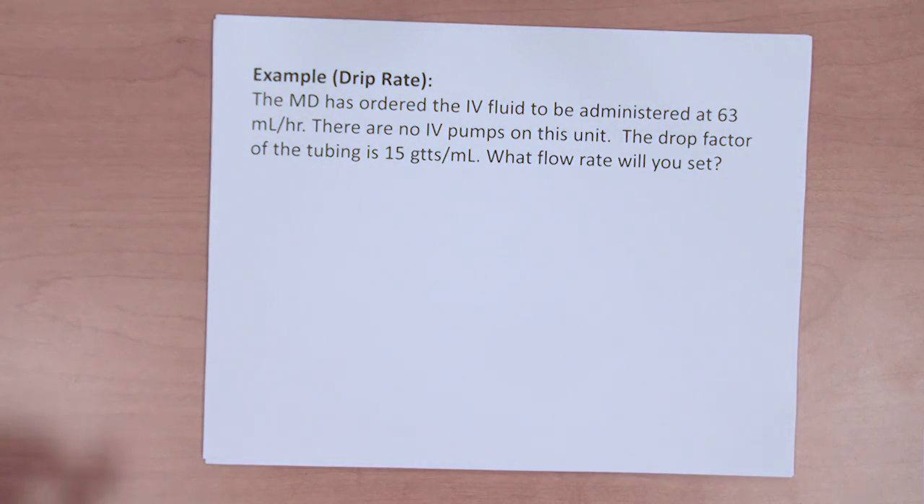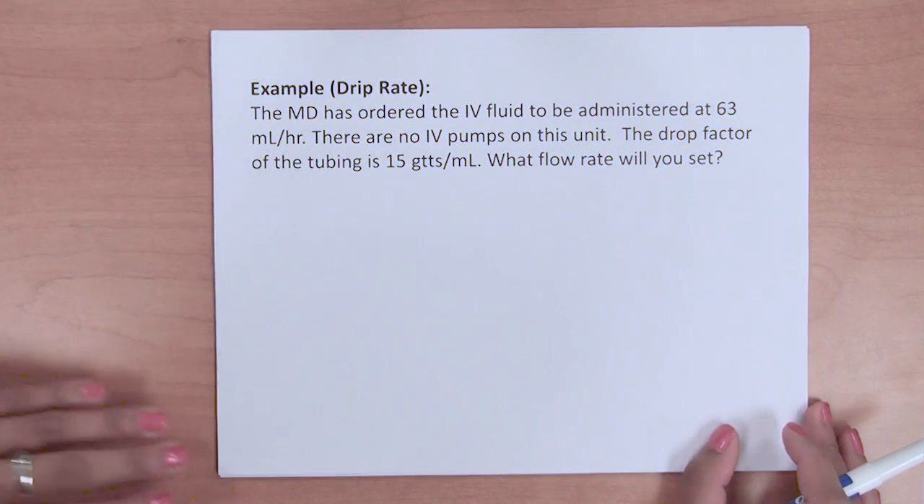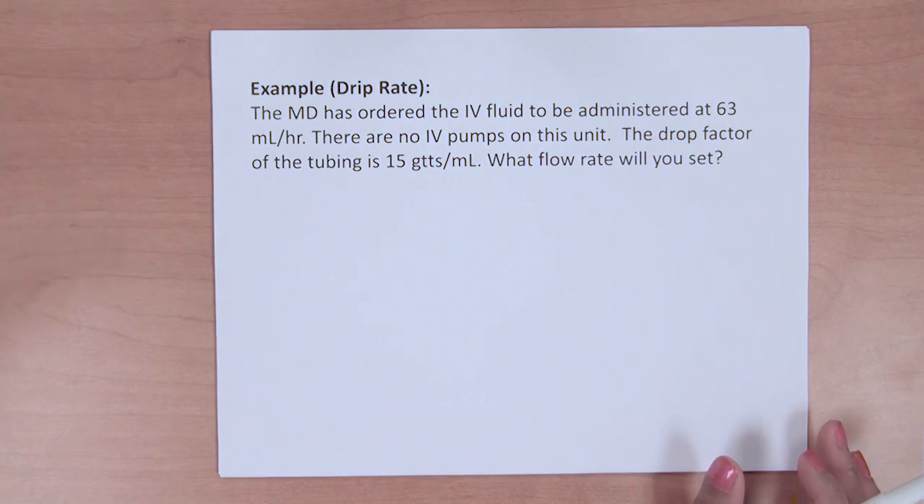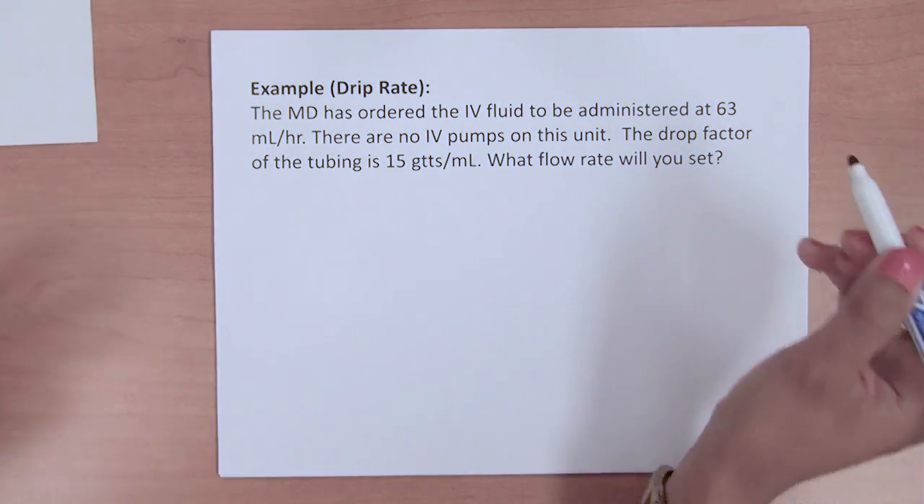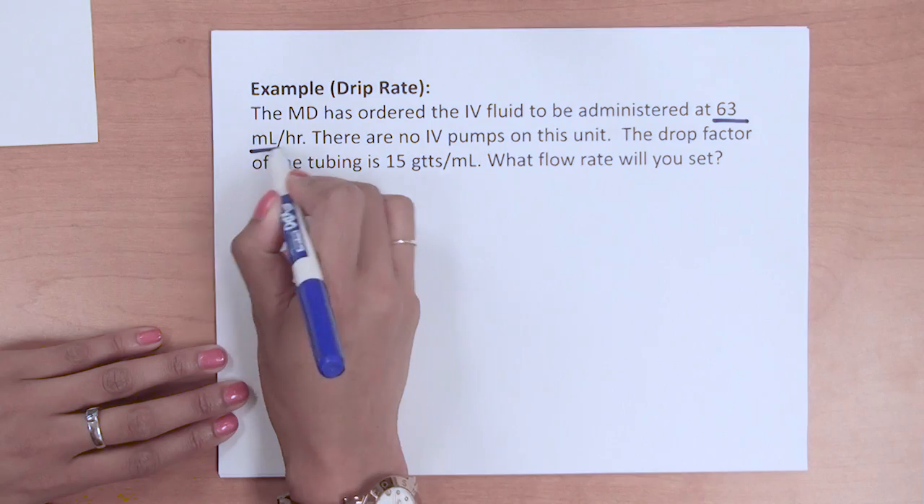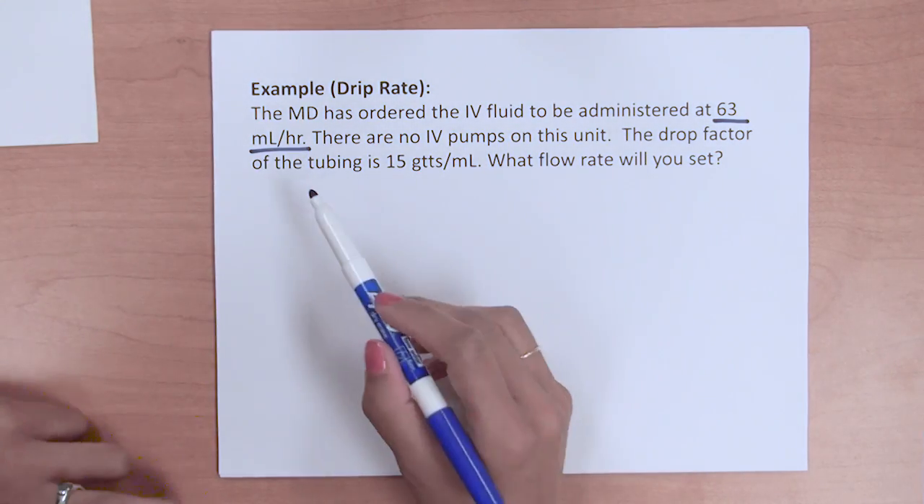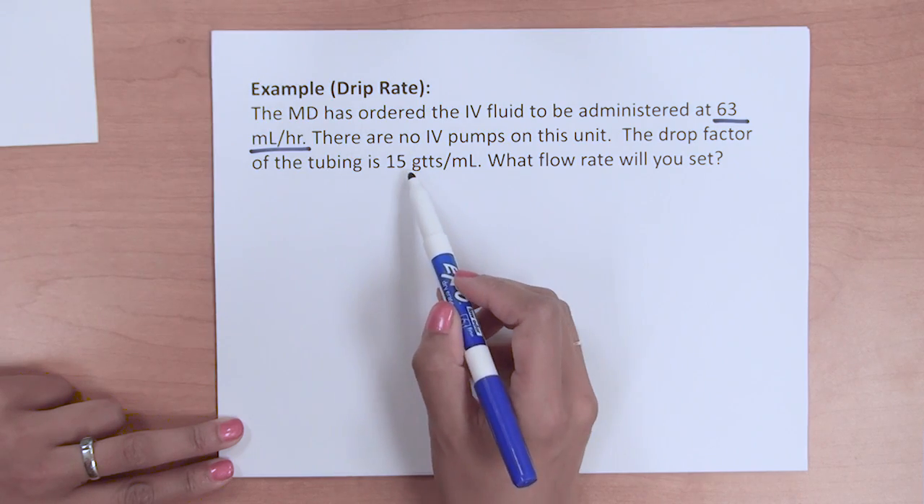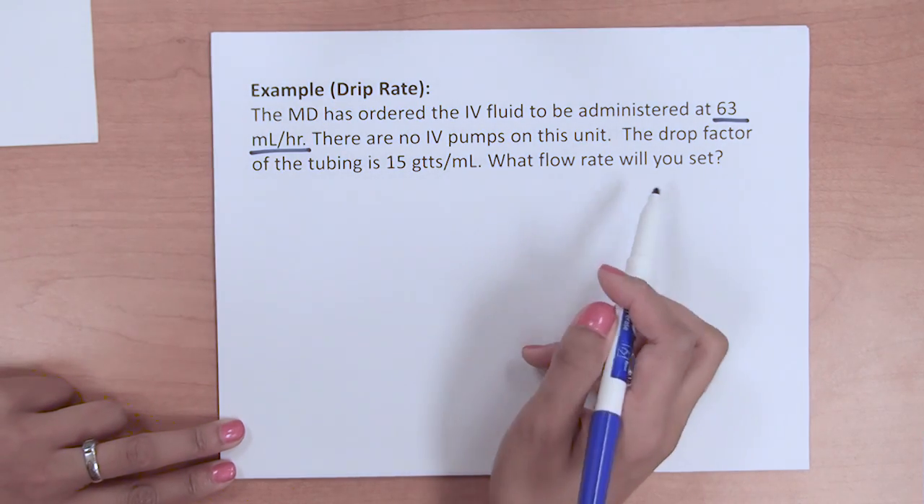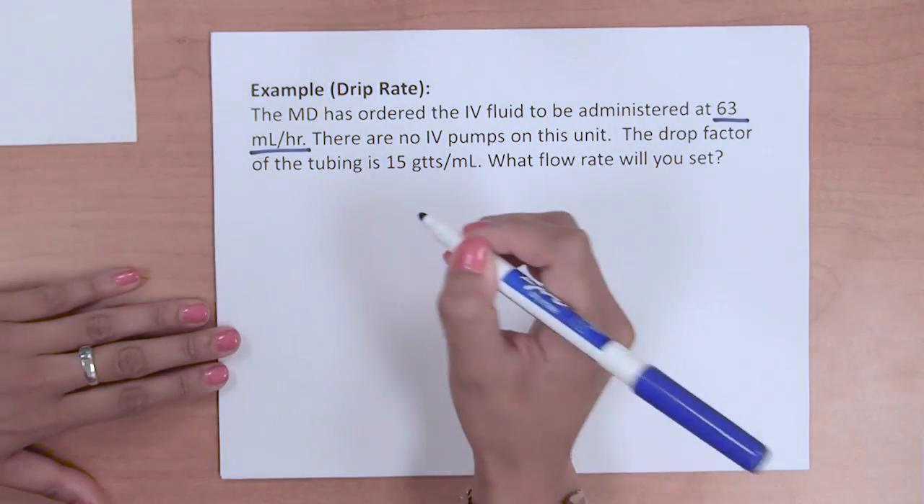Let's do a drip rate question. The MD has ordered the IV fluid to be administered at 63 mils per hour. So that's your rate that is being ordered. There are no IV pumps on this unit. The drop factor is 15 drops per milliliter. What flow rate will you set? So let's input our formula.